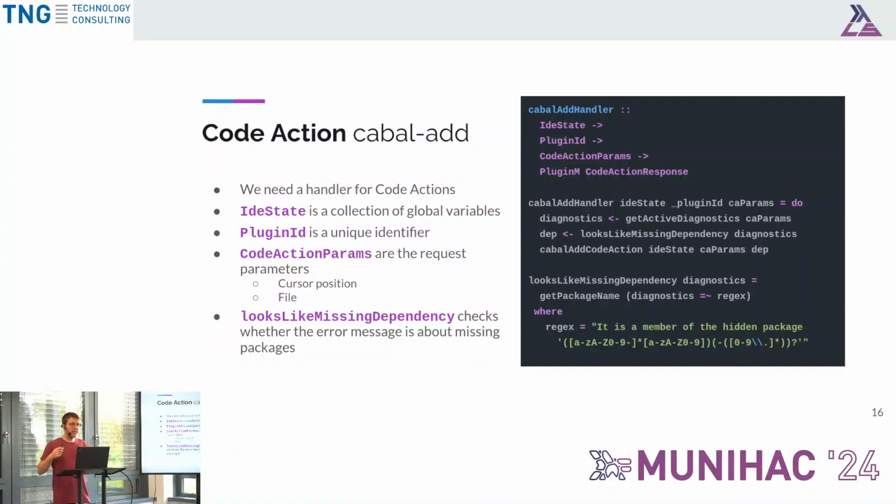So for each request, these parameters may look different. For code action requests, they contain two important pieces of information: the cursor position and in which file we are actually asking for code fixes. And now we're briefly looking at the cabal-add handler.